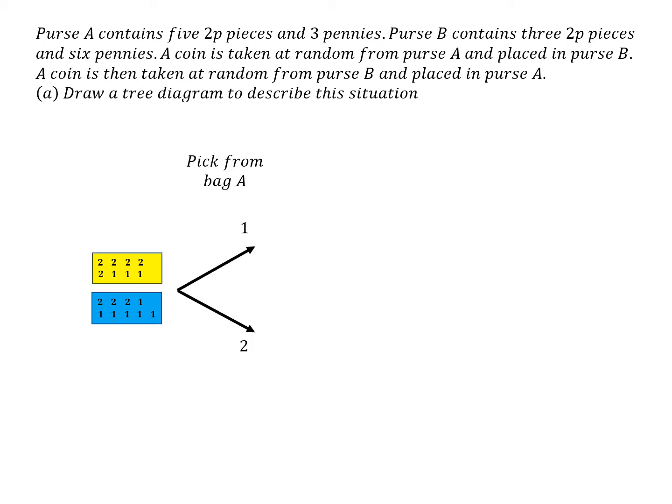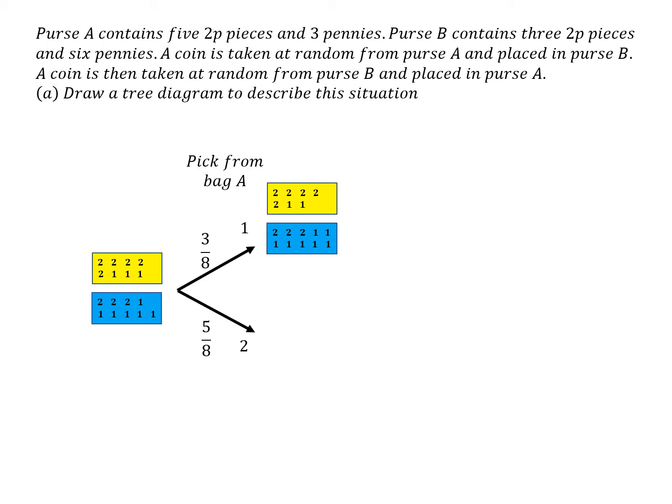So we could pick from bag A, we could pick a penny or a 2p, and the probability of those are 3/8 and 5/8 respectively. So having picked the coin from bag A, we now put it into bag B. So the bags now look like this.